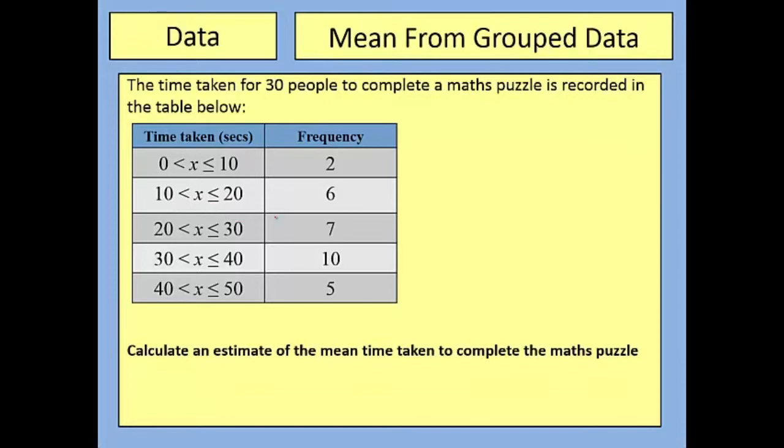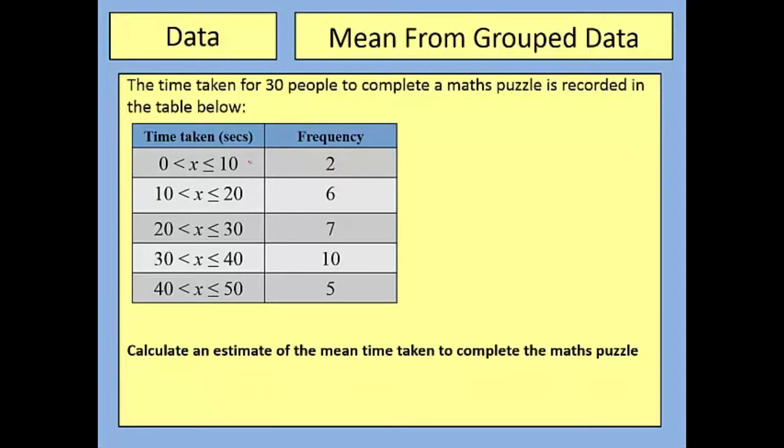and so on. So there were 2 people that took between 0 and 10 seconds to complete the maths puzzle. There were 6 people that took between 10 and 20 seconds, 7 between 20 and 30, and so on. Now that does mean that we don't know the exact times of these 2 people here. All that we do know is that they're between 0 and 10 seconds.